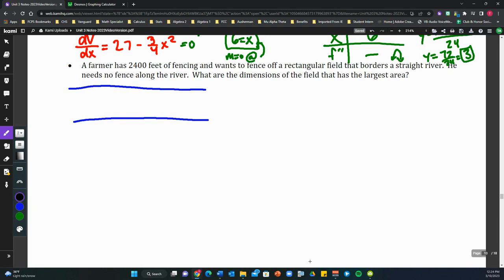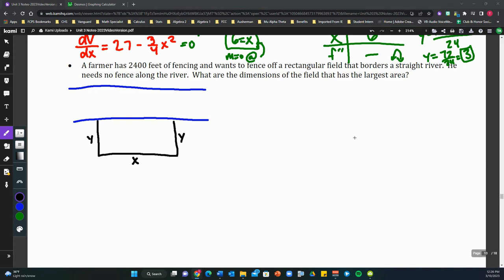Because the river's there, he's not going to put fence up along that. So we really only have 3 sides to this rectangular field. Again, in all these problems, we can use any arbitrary variables that we want to. It's your choice. I just like to be consistent. Anything I draw horizontally, I'll use x, and then vertical, I'll use y.